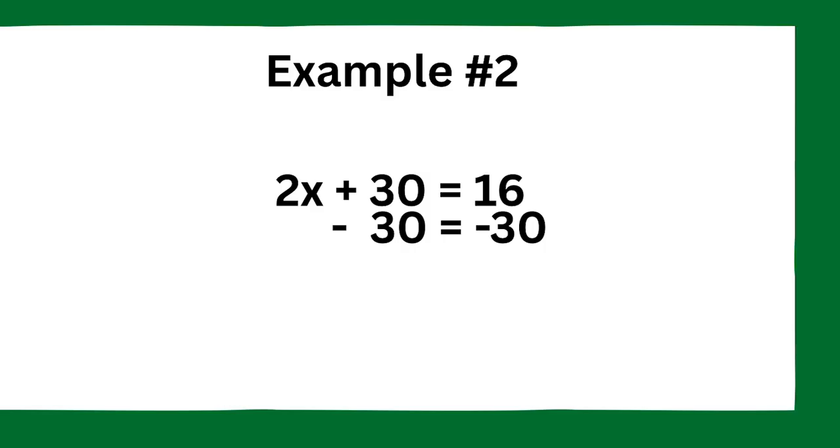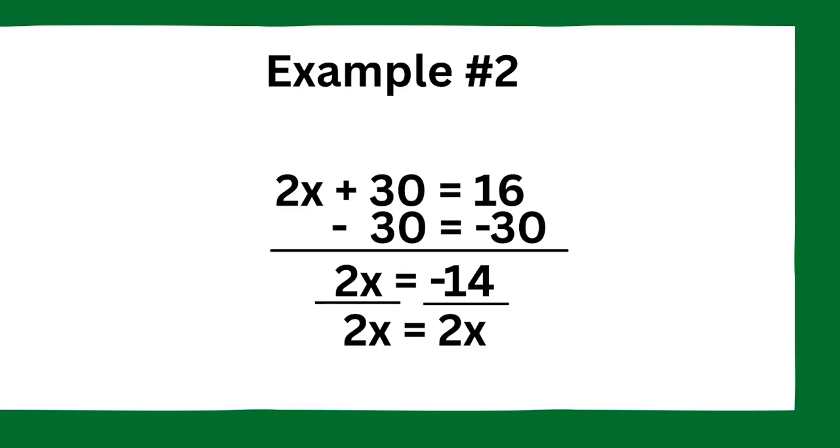I know on the left hand side that 30 cancels out, so I would drop my 2x, and the right side would be negative 14, because 16 minus 30 equals negative 14. And make sure you drop that symbol below. So now that I have that, I'm going to want to isolate my variable x. So I would do 2x divided by 2 and negative 14 divided by 2. So when I do that, I get x equals negative 7, because I know negative 14 divided by 2 is negative 7. And if I want to double check, I could do 2 times negative 7.